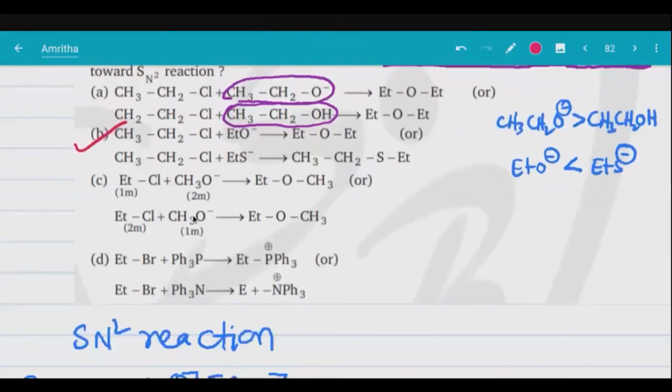Option C, this is 2 mole, this is 1 mole. The more the concentration of nucleophile, the faster. So concentration of nucleophile is more here. So first reaction is more reactive.